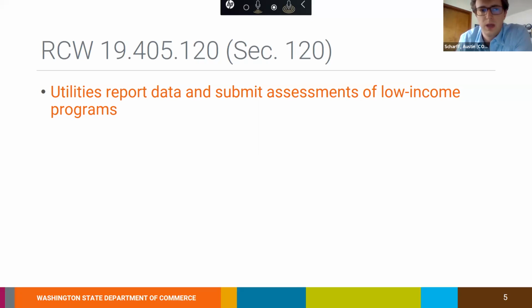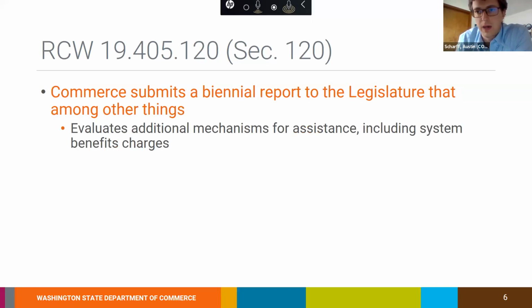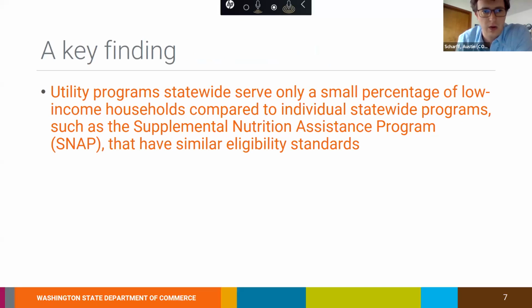As part of that statute, the utilities must report data and submit assessments of their programs to Commerce. And when I use the term utilities here, I mean electric utilities in the state. Commerce collects those reports, does some data collection itself as required by the statute, and pulls that into a report to the legislature. The legislature requires Commerce to evaluate additional mechanisms of assistance, including system benefits charges. And the idea behind the system benefits charge is that you would place a charge across utilities. Those funds would then go to a statewide energy assistance program for households.